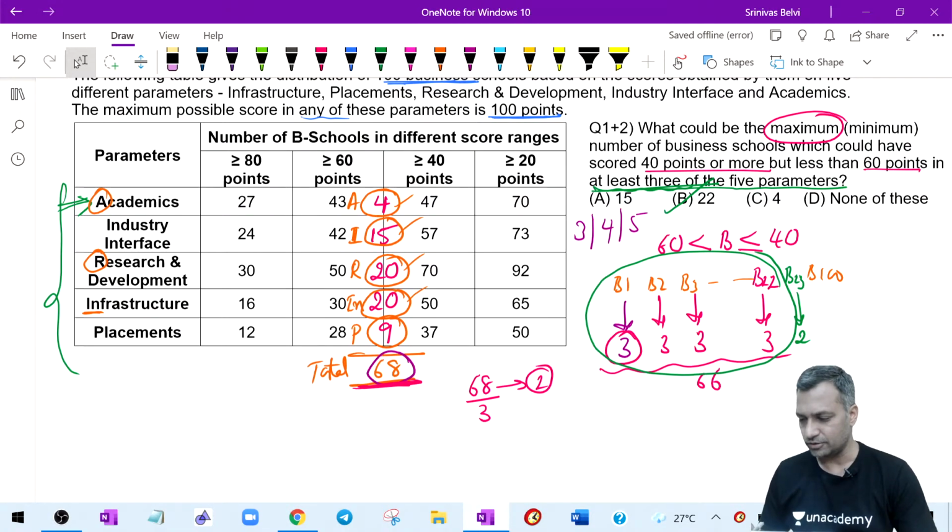Very good, very good. And precisely this is the way I explained yesterday also. This is how I set up the platform yesterday to do this question. Very good.